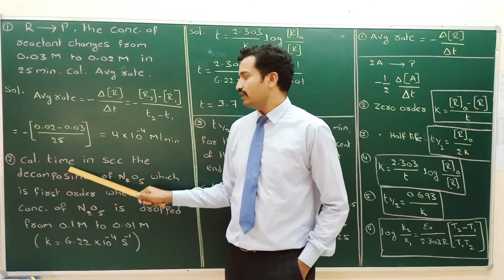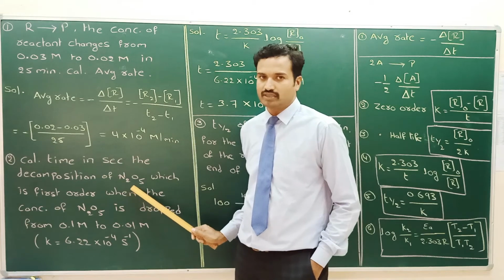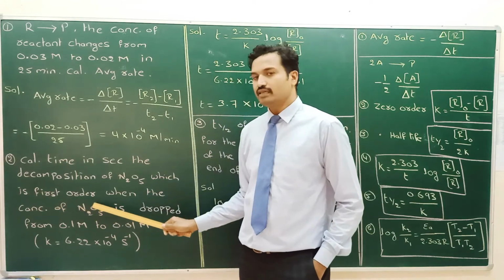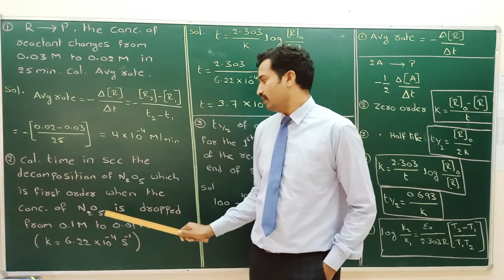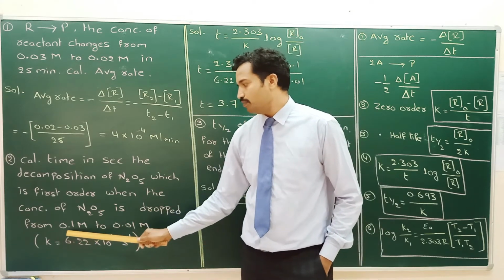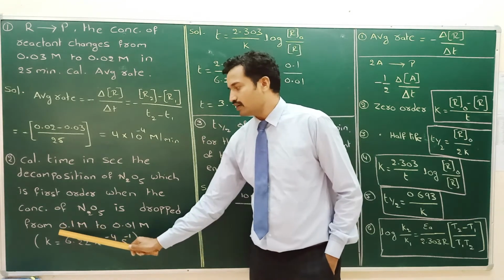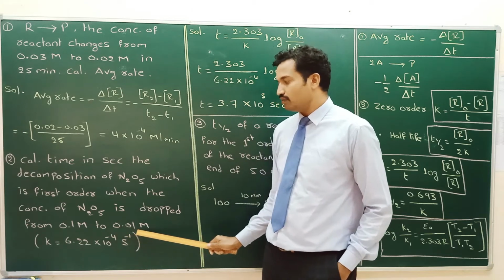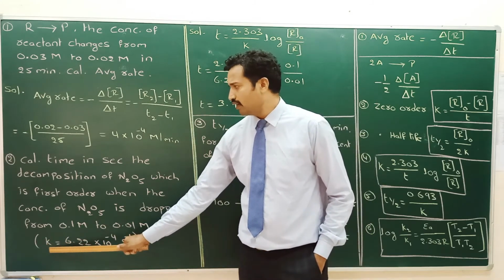Second one: calculate the time in seconds for the decomposition of nitrogen pentoxide, N2O5, which is a first order reaction. It is already given as a first order reaction, and time we need to calculate. Here, the concentration of N2O5 is dropped from 0.1 to 0.01. Initial concentration is 0.1, and then it decreases to 0.01. The K value is given.